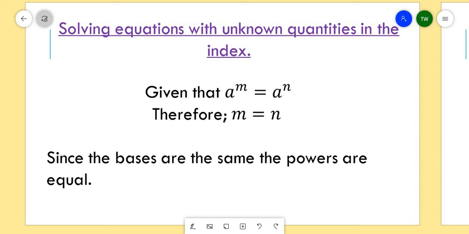Hello everyone. What we're going to focus on is solving equations with unknown quantities in the index. Now the rule that governs this is that given that a raised to the power of m is equal to a raised to the power of n, therefore m is equal to n. What does this mean? When the bases are the same, we simply equate the powers. So this is basically what this is saying here. We are going to use this rule to solve questions.